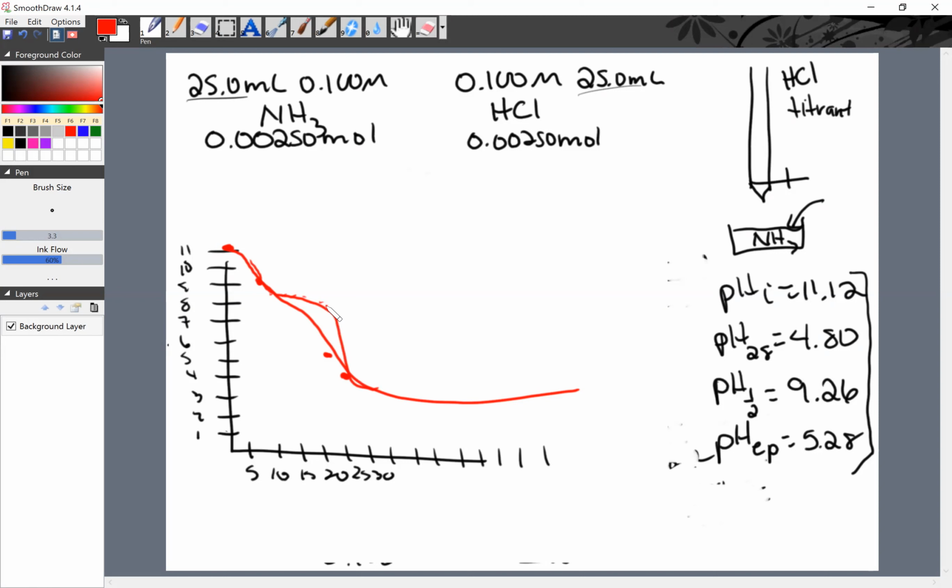That would be a weak base with a strong acid. It's like the weak acid, strong base, but flipped vertically. You just start at a basic pH and end up at an acidic pH.